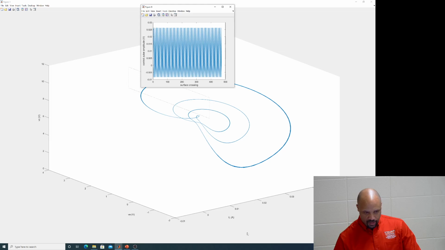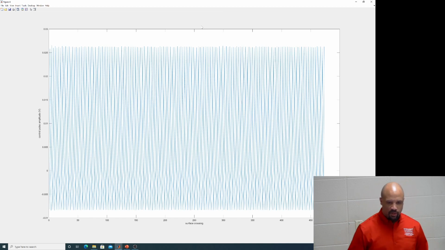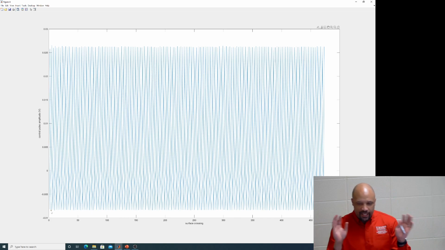This is the control pulse amplitude, and what you can see is that the control pulses are roughly 0.025 volts maximum, and minus something even smaller, 0.007 maybe negative. And it's just kind of banging it around to keep it.